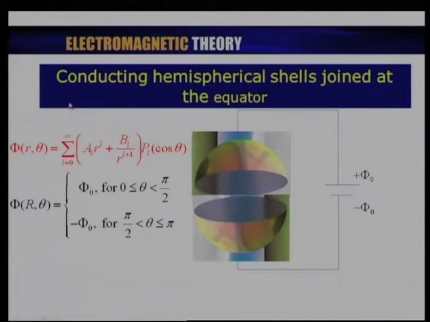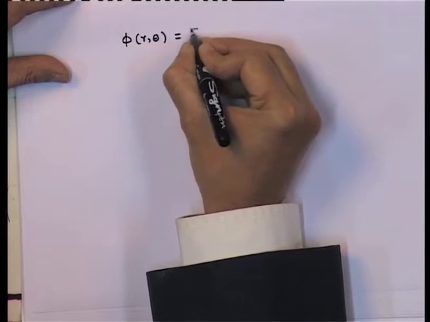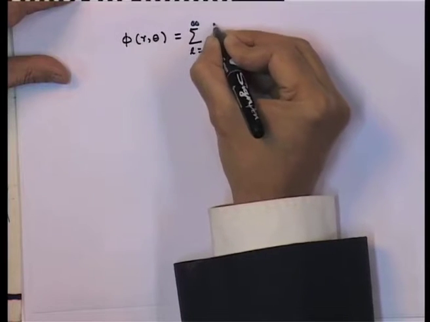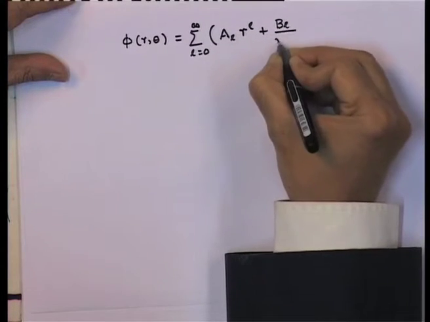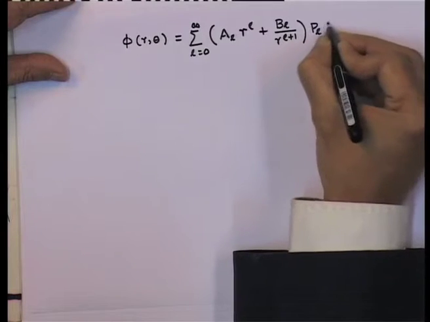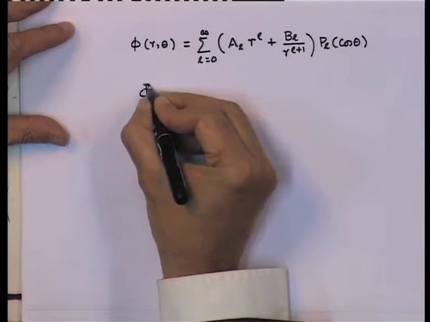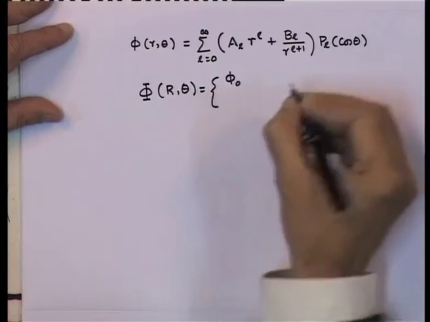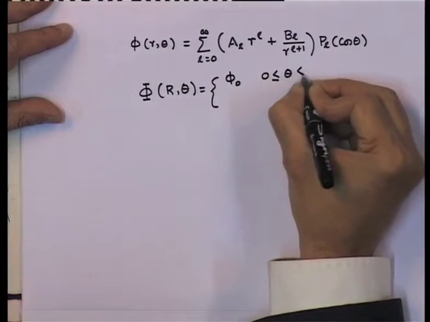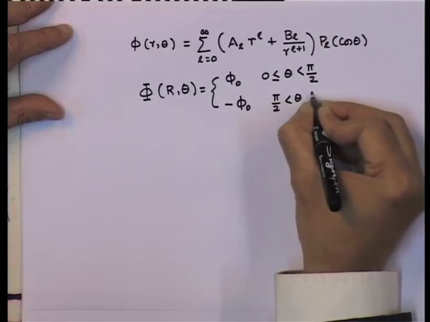The general expression for phi of r, theta is what I started with last time. Phi of r, theta is equal to the sum over L equals 0 to infinity. This problem also has azimuthal symmetry. Therefore, I have A_L r to the power L plus B_L by r to the power L plus 1, times the Legendre polynomial P_L of cos theta. The boundary conditions on the potential are phi at radius R, theta equals phi 0 in the northern hemisphere, namely 0 less than theta less than pi by 2, and equals minus phi 0 for pi by 2 less than theta less than pi.